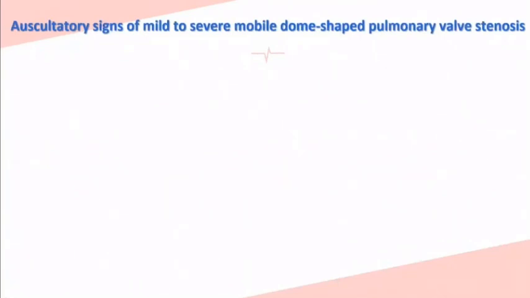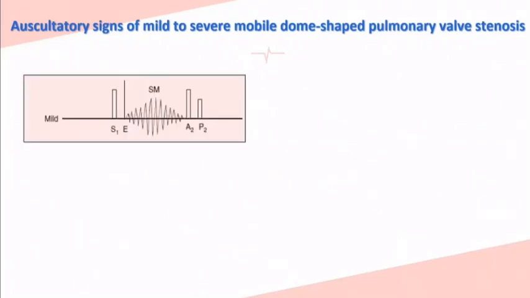So the most important auscultatory signs would be ejection systolic murmur, loudness of P2, split of the second heart sound, and S4. So in mild stenosis, we don't expect an RV S4, that is, there is no presystolic diastolic sound. There is an appreciable gap between the first heart sound and the ejection click.